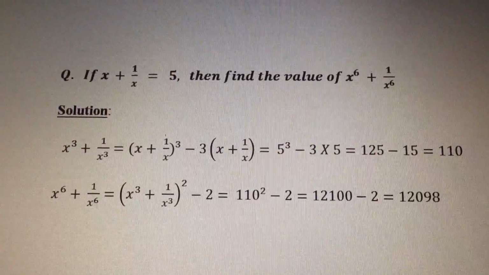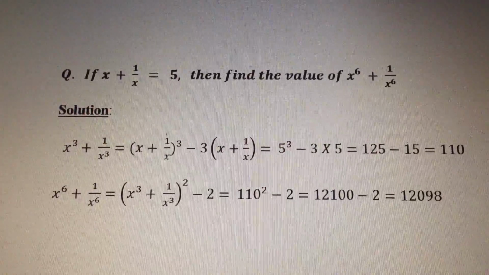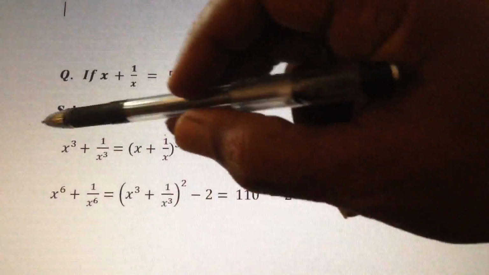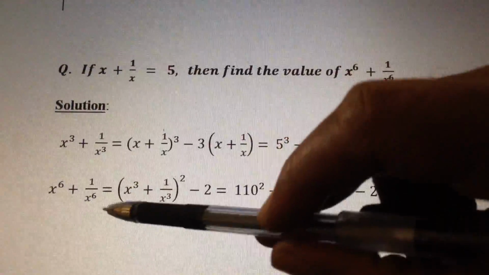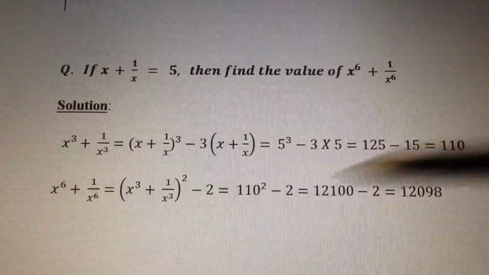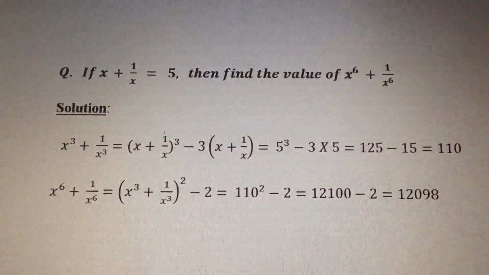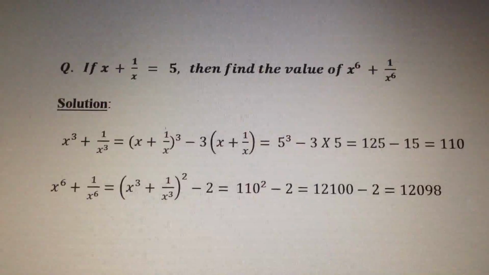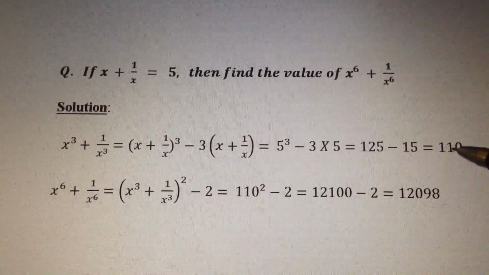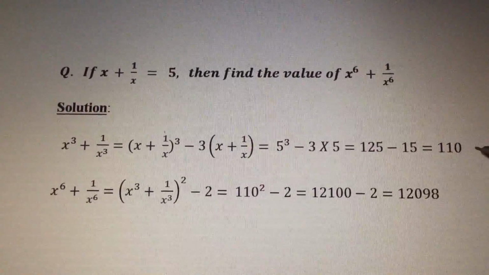And next, to find out x power 6 plus 1 by x power 6, we have to square this one. If you square x cube, we will get x power 6. Therefore, x power 6 plus 1 by x power 6 is equal to (x cube plus 1 by x cube) whole square minus 2. Applying the same formula we have discussed, this is equal to 110 square, because x cube plus 1 by x cube is equal to 110.